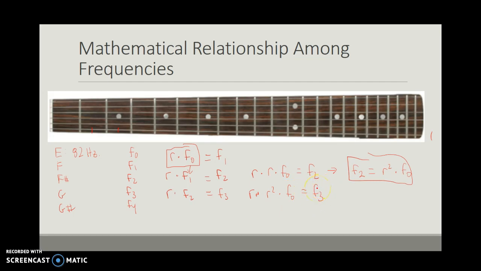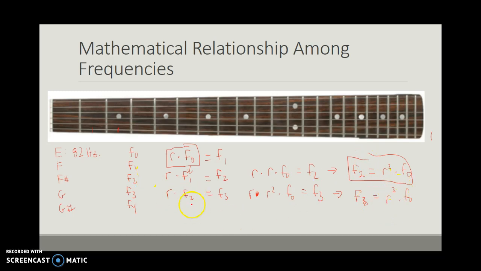So I'm making substitutions here and I'm just simplifying. And I have R times R squared, and R times R squared is R cubed, times F naught, so F3 is equal to R cubed times F naught. And we see a pattern emerging here. If I were to continue in this fashion, I notice that whatever fret I'm in, the exponent on R will simply be that fret number.